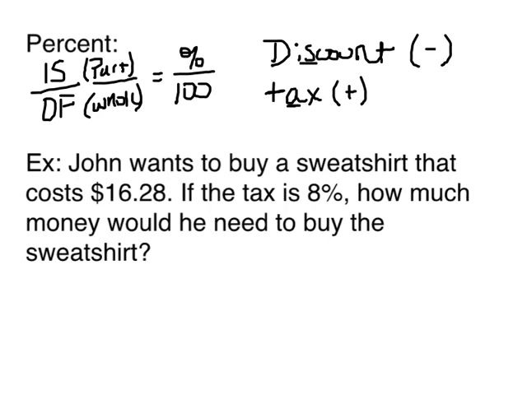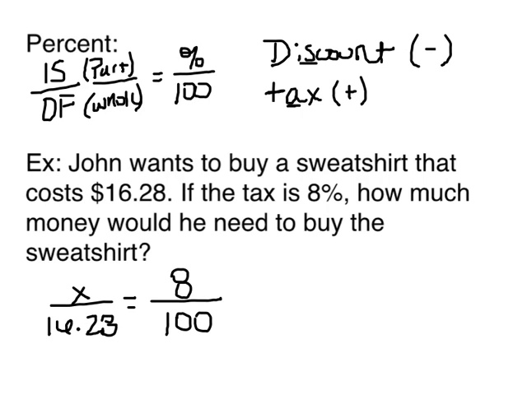So for example, John wants to buy a sweatshirt that costs $16.28. If the tax is 8%, how much money would he need to buy this sweatshirt? So again, we're going to set up our proportion. Basically this question is asking, what is 8% of 16.28? So I know you guys are great at this, knowing 8 and 100. And then we are looking for 8% of 16.28, so that's going to be the of on the bottom. So 16.28, x will go on top.